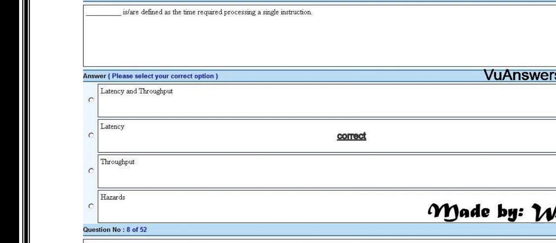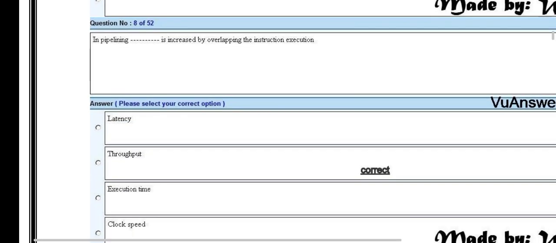Dash is defined as the time required to process a single instruction. Latency. The pipelining dash is increased by overlapping the instruction execution. Throughput.